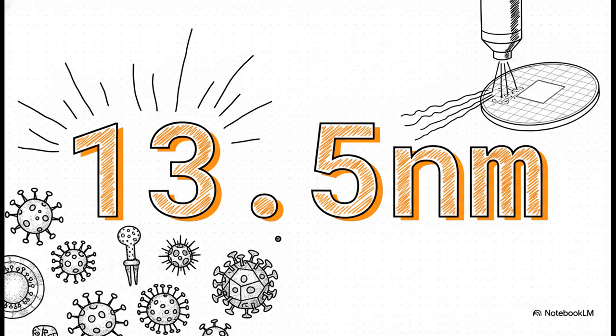To give you a sense of the scale we're talking about, the most advanced machines today use a technology called extreme ultraviolet, or EUV. The wavelength of that light is just 13.5 nanometers. To put that in perspective for you, that is smaller than most viruses. Think about that. We are literally sculpting matter with tools that are finer than nature's own nanomachines.